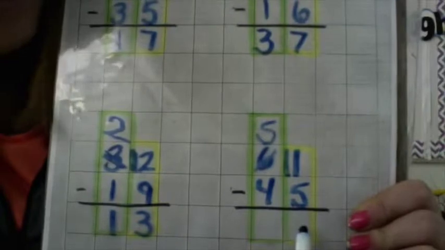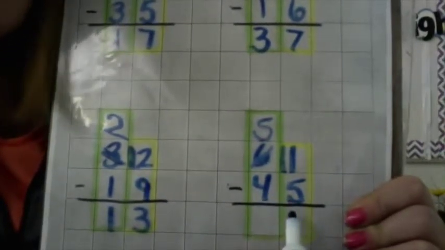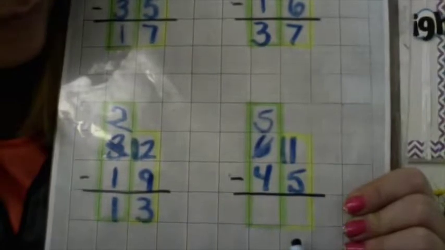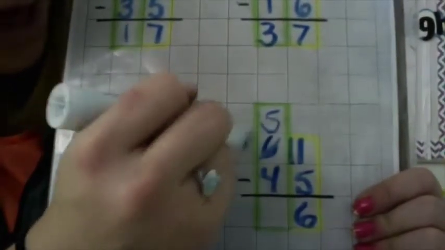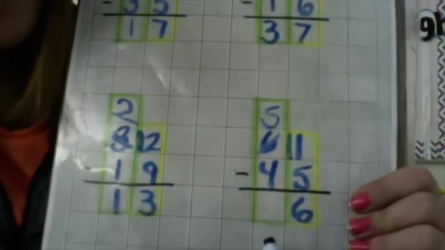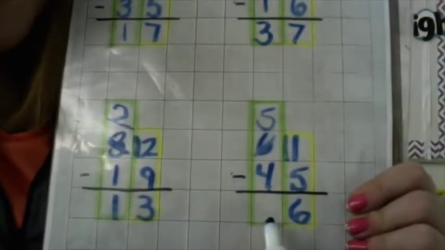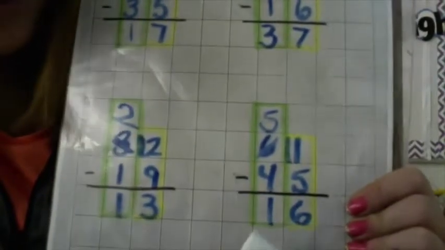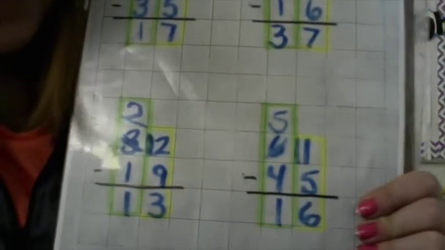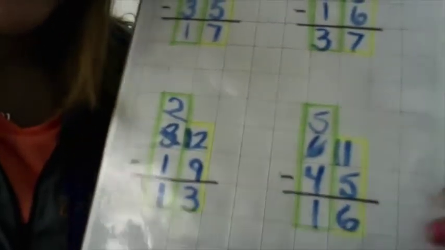So that 1 becomes an 11 because 1 plus 10 equals 11. 11 minus 5 is what? 6. Very good. Now in my tens place, I've got 5 minus 4. 5 minus 4 equals what? 1. Very good. So our answer is 16. You are doing so amazing. Go ahead and erase your boards, please.